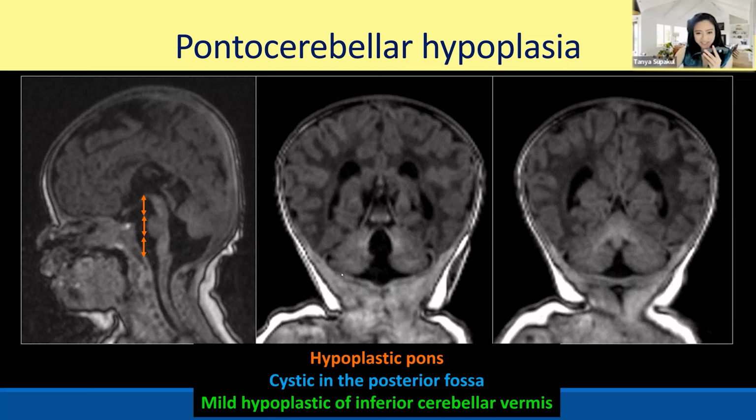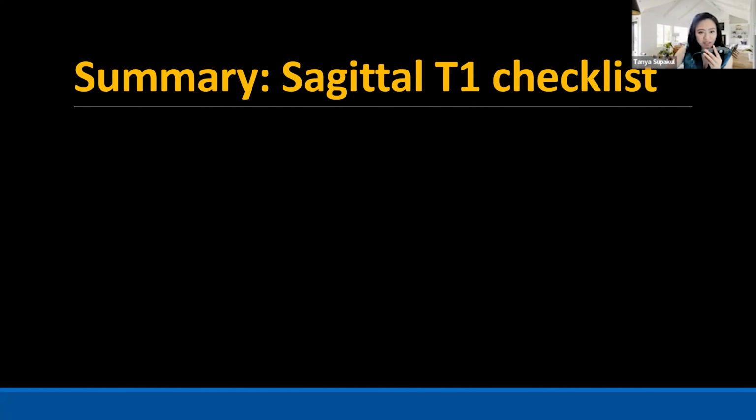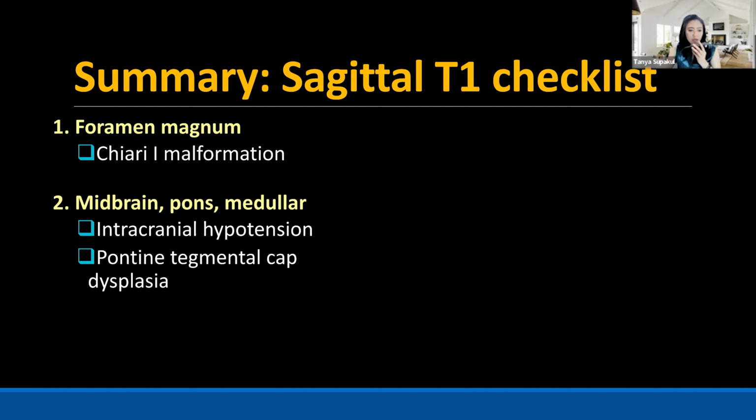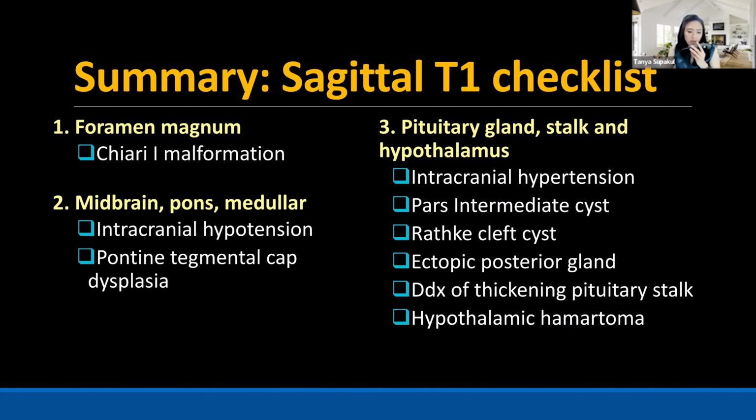You got our findings, Stephen. In summary, this is one of my favorite sequences, and I usually encourage our trainees to check the sagittal T1 because there are many things you can see there in terms of midline structures, the foramen magnum, and any low-lying tonsils. The most common scenario is a patient with headache, where you can differentiate between Chiari 1 malformation and intracranial hypotension or hypertension. You can also see abnormal development like pontine tegmental cap dysplasia. For the sella and pituitary stalk, there are also many things you can see on the sagittal T1, like septo-optic dysplasia and an ectopic posterior pituitary gland.